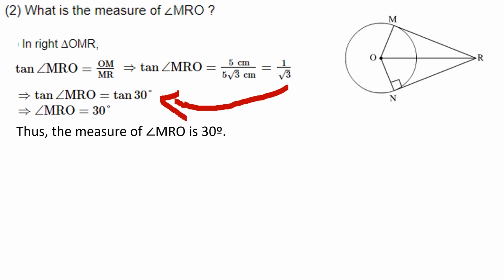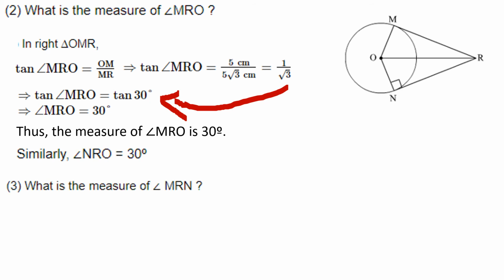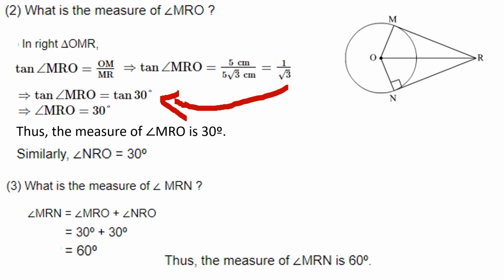Now measure of angle MRO is 30 degree. Similarly, NRO is equal to 30 degree. Third sub-question, what is the measure of angle MRN? Now in triangle MRN, MRO plus NRO is equal to MRN. So 30 degree plus 30 degree, which is equal to 60 degree. Thus measure of angle MRN is 60 degrees.